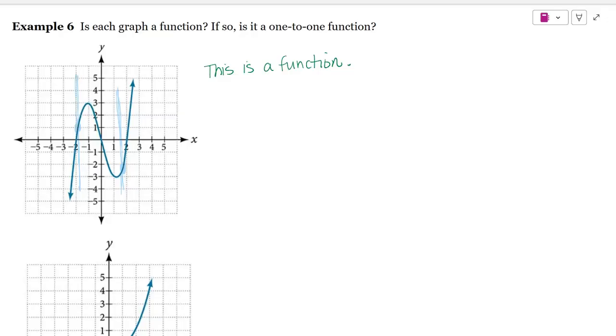If something is a function, we can look at it in a different way using horizontal lines to determine whether it's one-to-one. If I draw a line this way, horizontally, I can see that it's intersecting in 3 different locations. So this is not one-to-one.